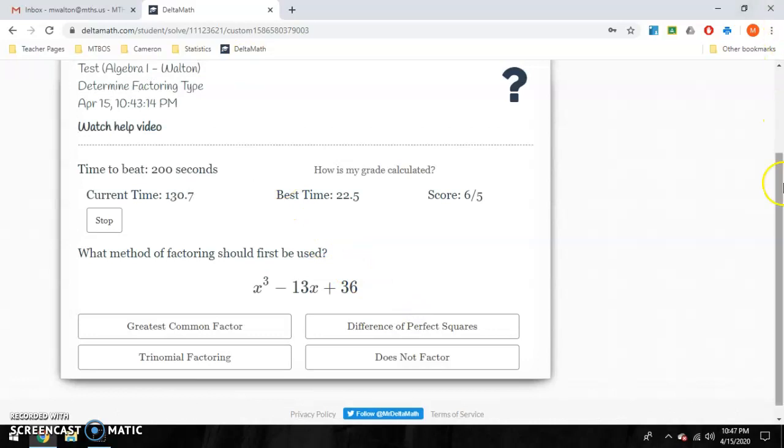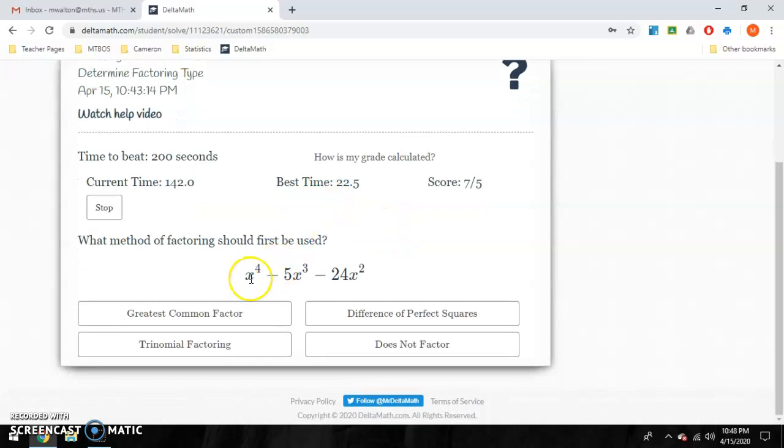All right, let's take a look here. First off, greatest common factor. Well, I have an x cubed minus 13x plus 36. Now I don't have a greatest common factor. Difference of perfect squares. Well, no, this isn't a difference of perfect squares. This has 3 terms. That's not going to work out. All right, now it'd be very tempting to click trinomial factoring, but they're trying to be pretty tricky here. Let's take a look. X cubed, well, usually with trinomial factoring, this will be an x squared, and x squared will be able to break up into x and x. But this has an x cubed. That's not going to work out. So this one is going to be a does not factor.